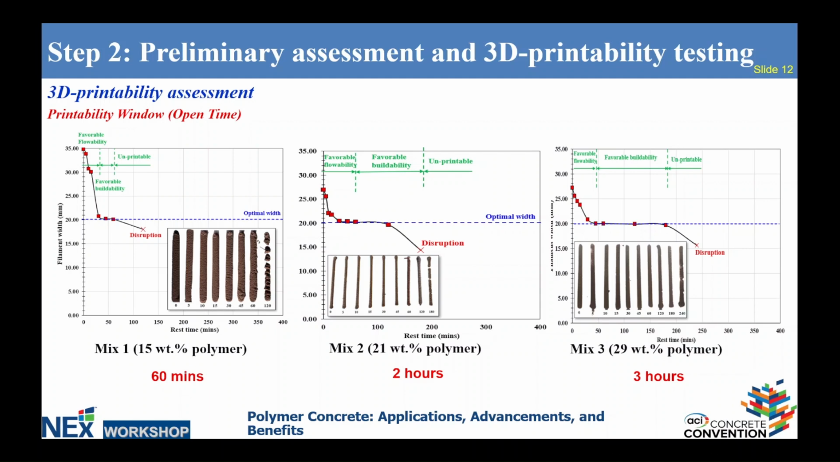So for the lowest polymer weight, which is 15%, we had 60 minutes. For 21%, we had 2 hours. And for 29%, we had a 3 hour printability window. We also noticed that the width of the filament decreases with time until it reaches the optimal width that we designed for, which is the nozzle diameter, 20 millimeters. And after that, it goes to distortion.